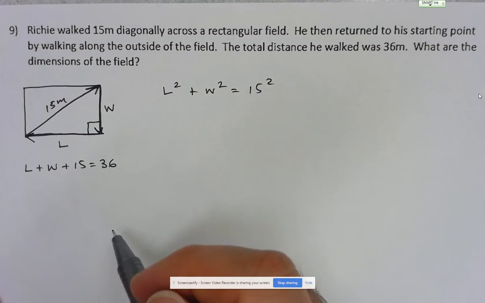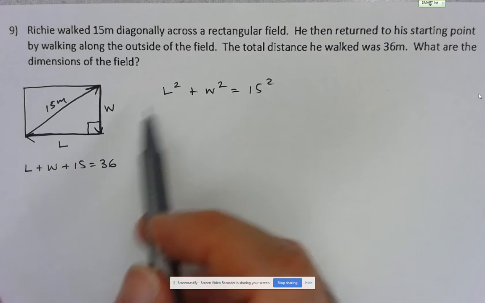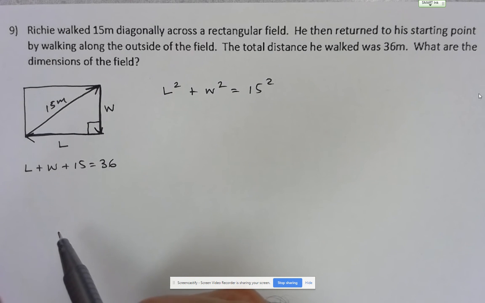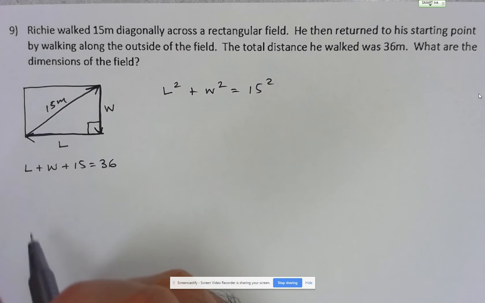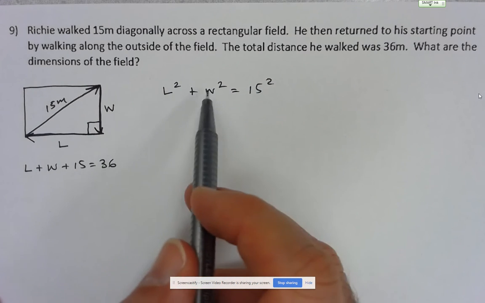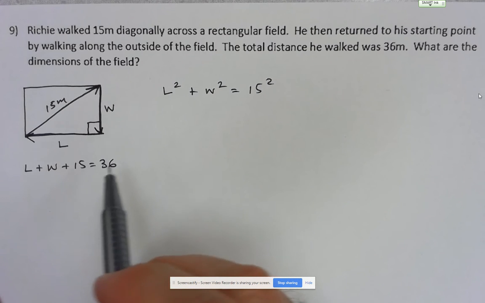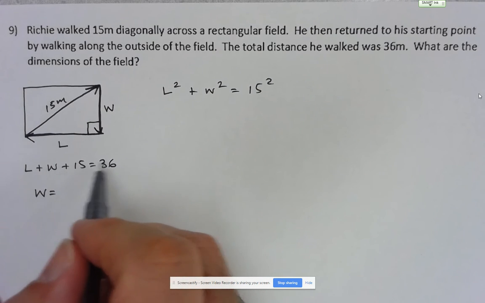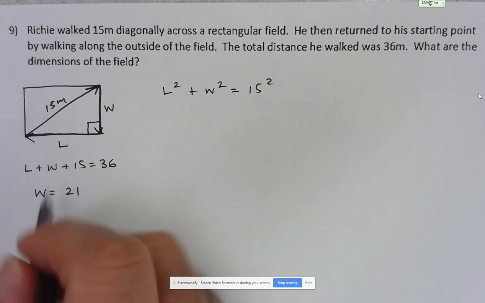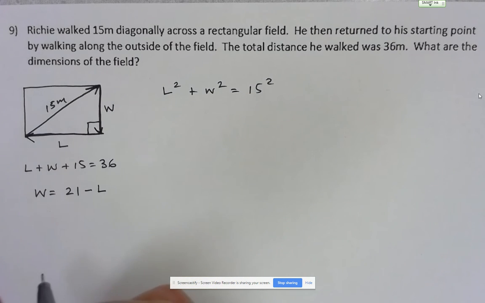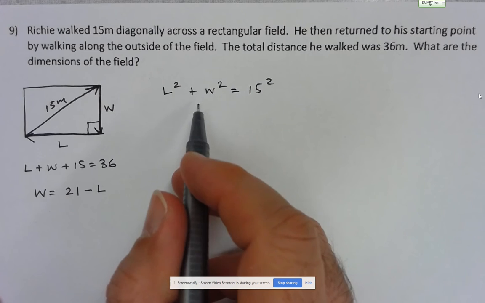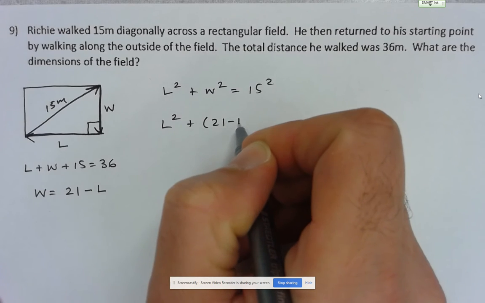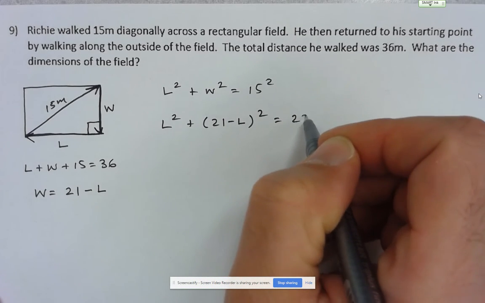Again, two variables. So the question is, which one of these should I use to isolate a variable? And then once I do that, I'm going to input that into the other equation. Well, hopefully it's pretty clear that this is the one which is easier to isolate, because if I try to isolate a variable in this equation, I'm going to have to take a square root, which I definitely don't want to. So here I'll isolate W. Okay, won't make a difference. So 36 minus 15 is 21. Okay, and then I'm going to bring the L to the other side, minus L. So now I'm going to take this and input it into my equation. So L squared plus, wherever I see W, I'm going to replace it by 21 minus L. Okay, and 15 squared is 225.